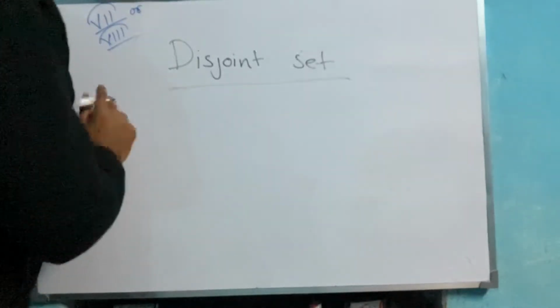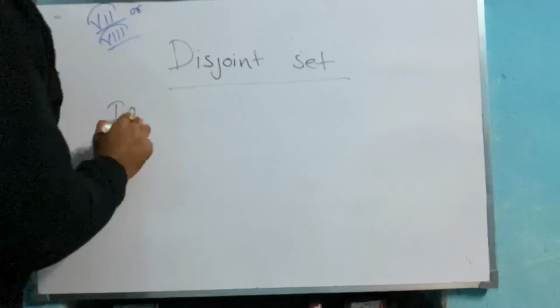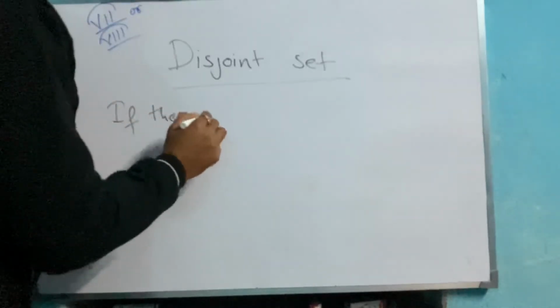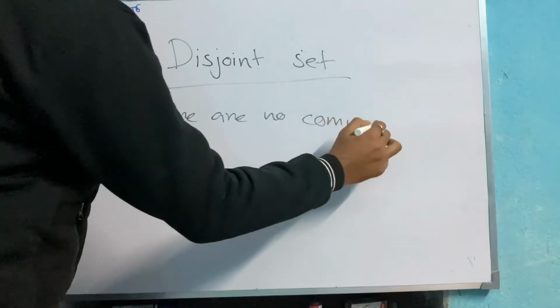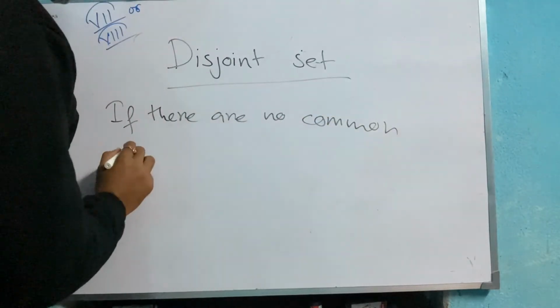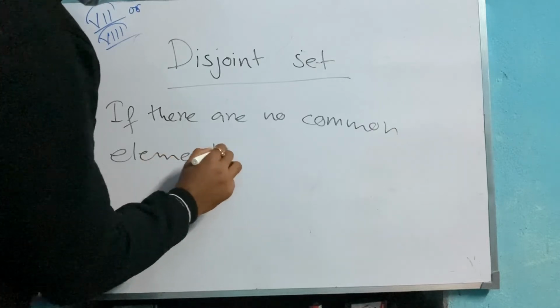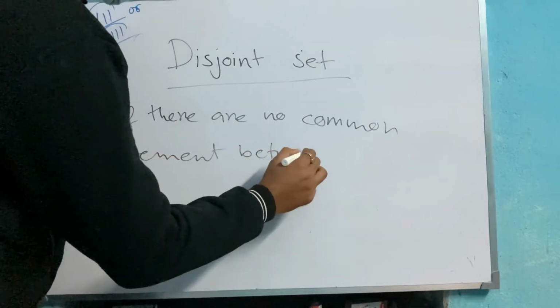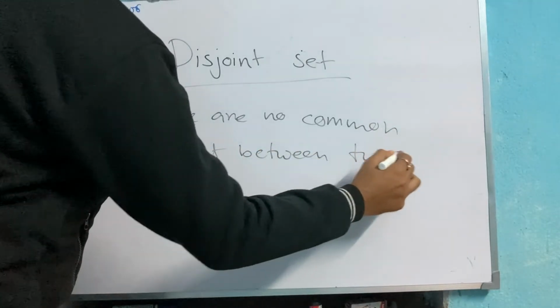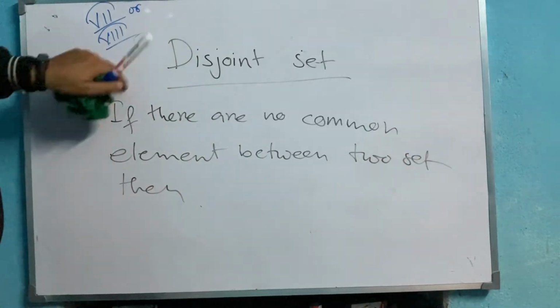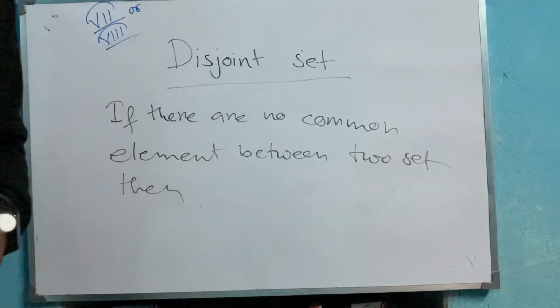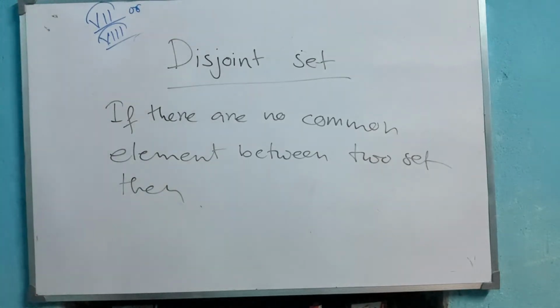Disjoint sets are where there are no common elements between 2 sets. I have given the example before. Now let me explain overlapping sets.